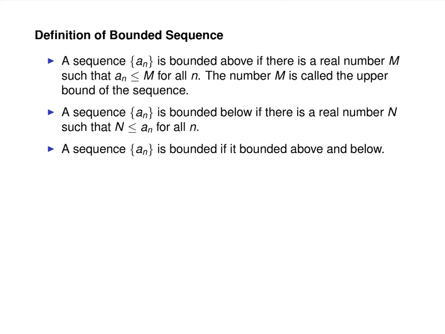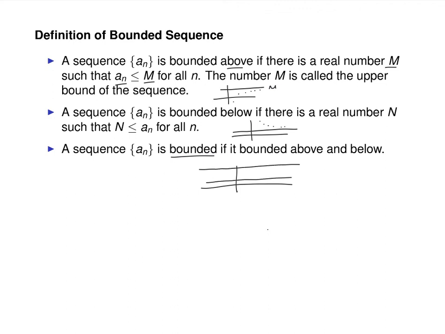Now some more definitions. A sequence is bounded above if there is a real number m such that the terms of that sequence are always less than or equal to m. So if you have some sequence and some number above that sort of fences them in, that sequence is bounded above. And similarly, a sequence is bounded below if there is some fence below it that pens all the numbers in. And a sequence is called bounded if it's bounded both above and below. So here we have our lower bound, here we have our upper bound, and the sequence's terms live between there.